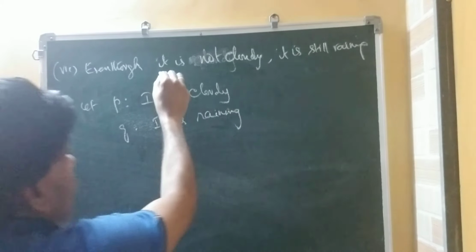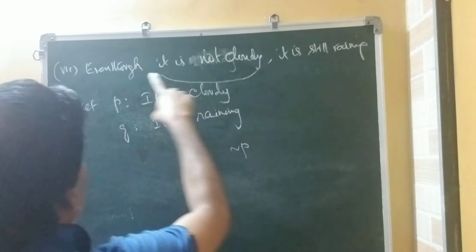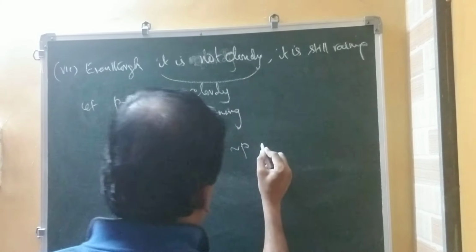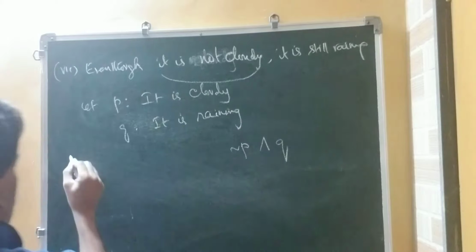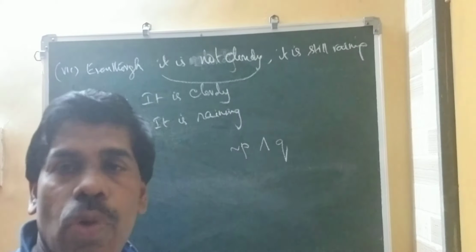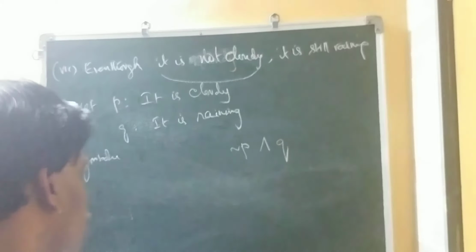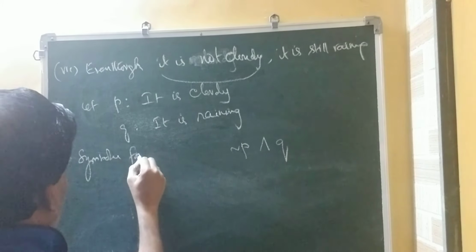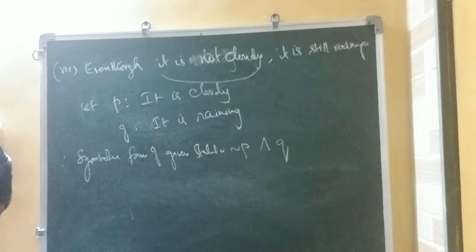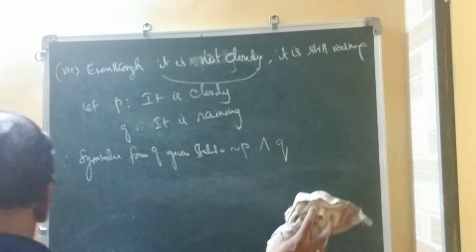But here what is written? It is not cloudy. So, negation of P. Even though it is not cloudy, it is raining. So, and it is Q. Therefore, see here, this is very important. Even though it is not cloudy, it is raining. The symbolic form of the given statement is negation P and Q. Now, another one we will see.